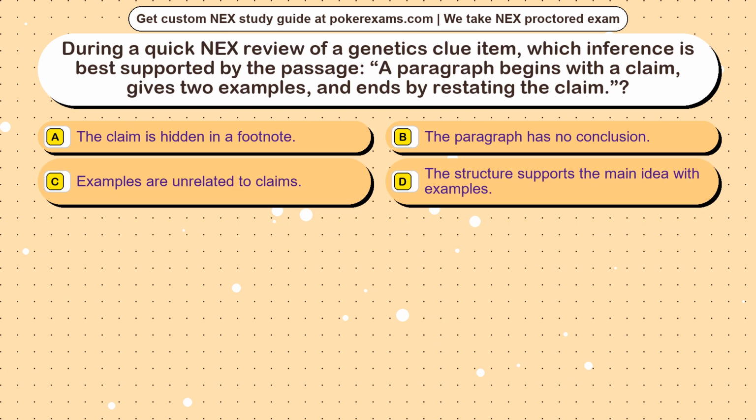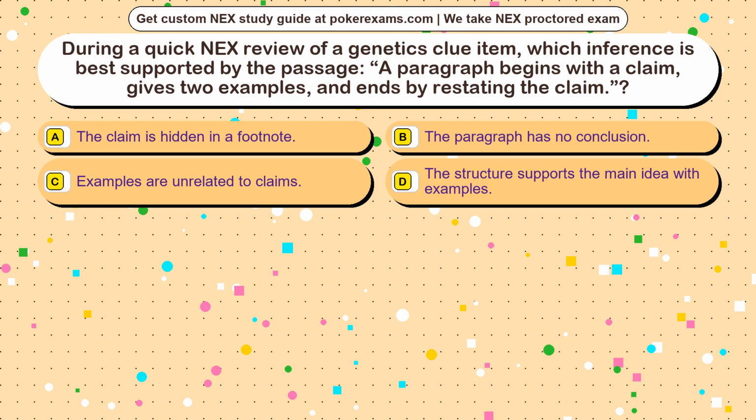Question 2. During a quick NEX review of a genetics clue item, which inference is best supported by the passage? A paragraph begins with a claim, gives two examples, and ends by restating the claim. Option A. The claim is hidden in a footnote. Option B. The paragraph has no conclusion. Option C. Examples are unrelated to claims. Option D. The structure supports the main idea with examples.